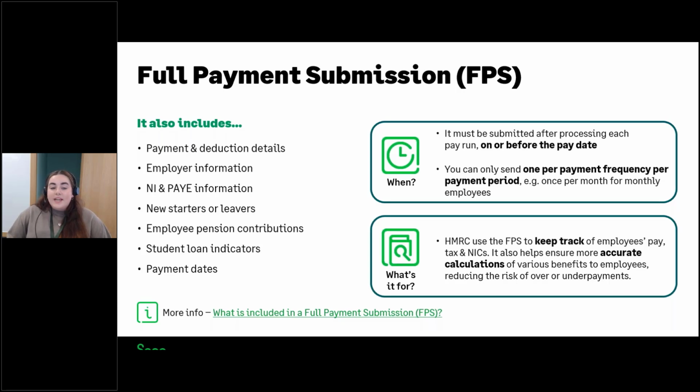And lastly, what is the FPS used for? Well, HMRC use the FPS to keep track of the employees' pay, tax and national insurance contributions, and it also helps to ensure more accurate calculations of various benefits to employees, reducing the risk of overpayments or underpayments. And you can find a little bit more about what's included in the FPS just using that link at the bottom of the slide.